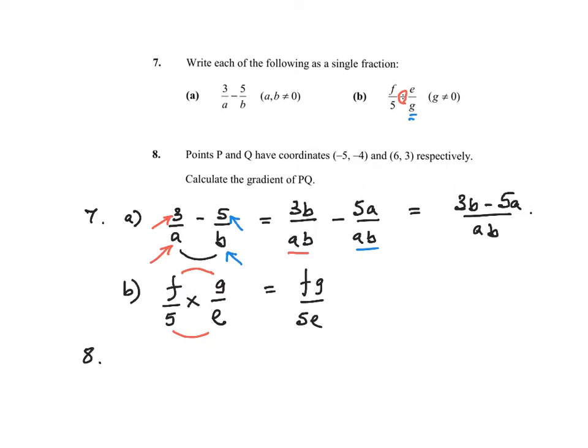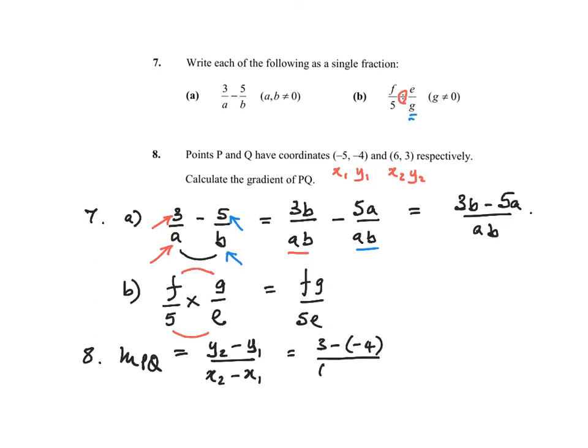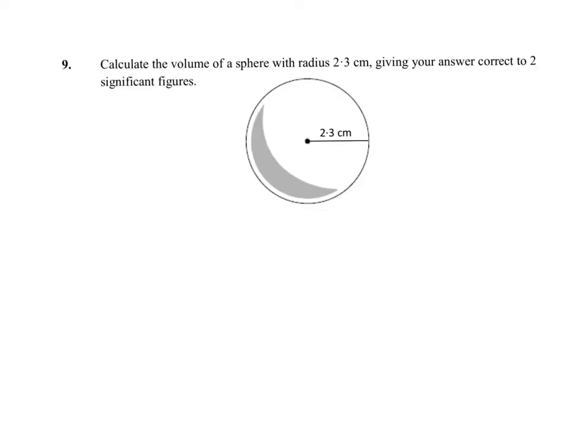Question 8. Gradient of PQ is y2 minus y1 over x2 minus x1. What I can do is label these points x1, y1 and x2, y2. So that's 3 minus 4 over 6 minus 5. And that gives me 7 over 11. That's the gradient. Nice simple question.